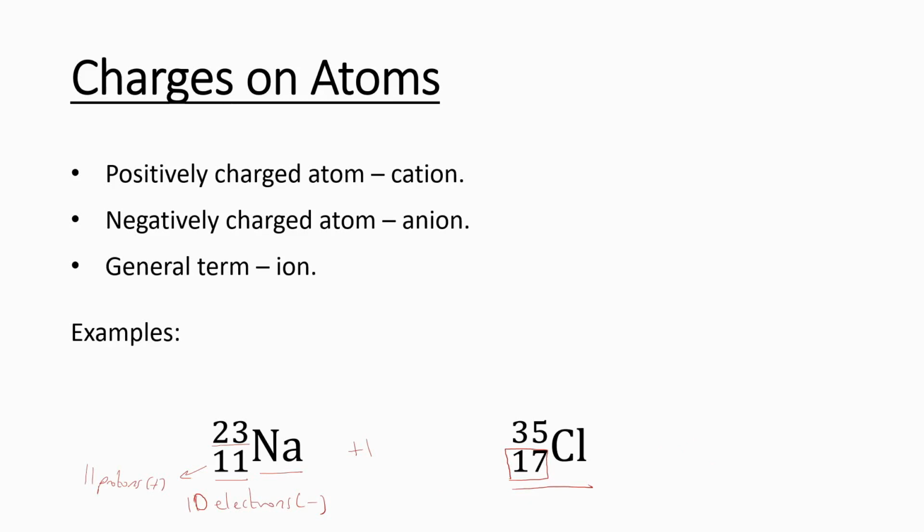In order to become anions, atoms need to gain electrons. And in this case, sodium normally does not gain an electron, chlorine does. So chlorine, because it's a non-metal, will gain an electron, and if it has 18 electrons and 17 protons, the overall charge will be -1. And it's important that you understand how to calculate the overall charge of an atom.